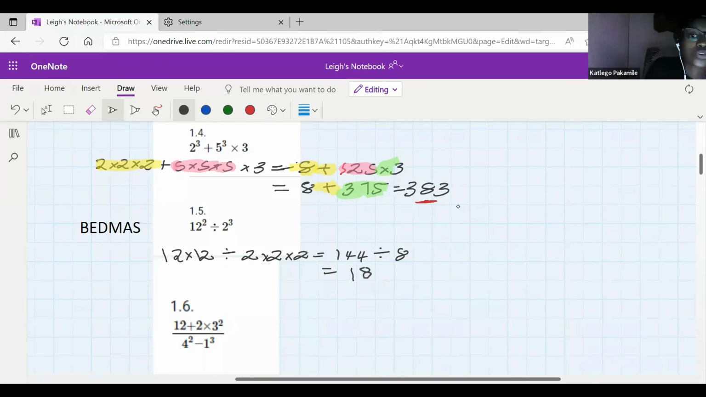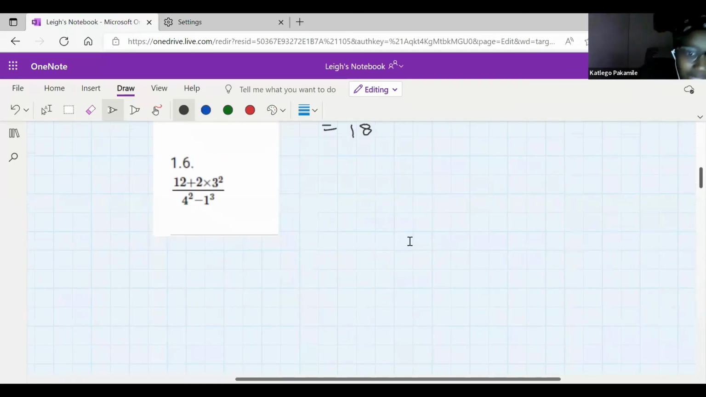Thank you. That was much easier, right? See, it's not so bad when you follow the BEDMAS rule. So first it was exponents. You first square 12, then you cube 2, then you divide because E is before D in BEDMAS. Okay, now let's do 1.6 quickly so that you have time to do your quiz.